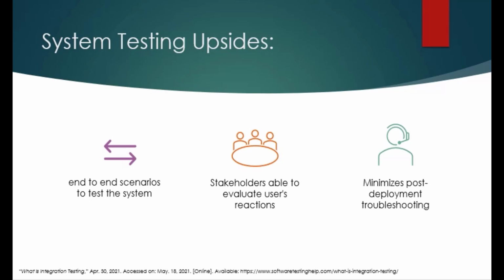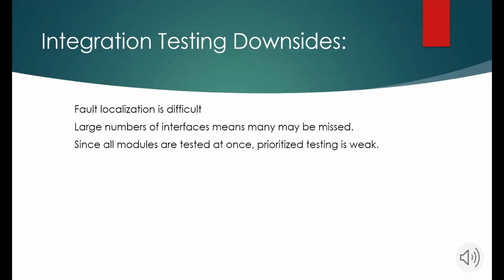This type of testing is typically done in an environment that is similar to or emulates the production environment. This allows for the stakeholders to gather usability requirements and evaluate user reactions. The result of both the end-to-end test and the evaluation by the stakeholders is reduced post-deployment troubleshooting and support.